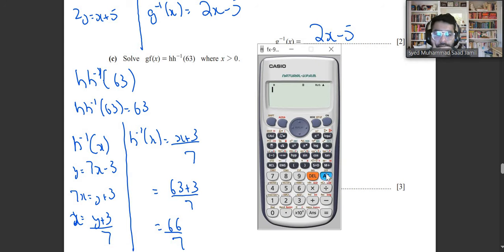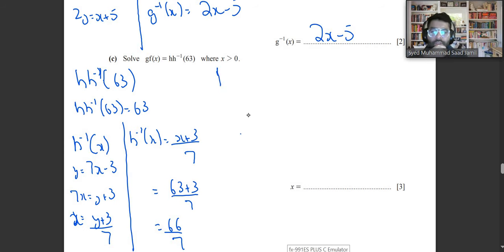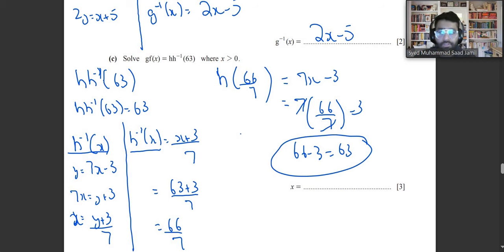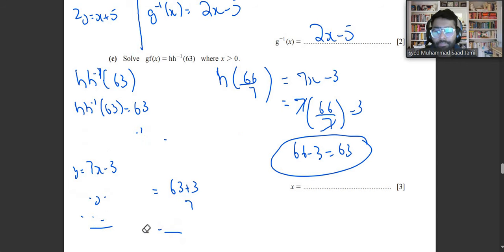Let me do it. 66 divided by 7, just write it down like this. Now you will find h of 66 upon 7 because we just found h inverse 63. The value is 7x minus 3. So 7 times 66 upon 7 minus 3. 7 cancelled, so 66 minus 3, that's again 63. So don't do this method. I just did it to explain to you guys. Let me erase all this and tell you which method you need to follow.